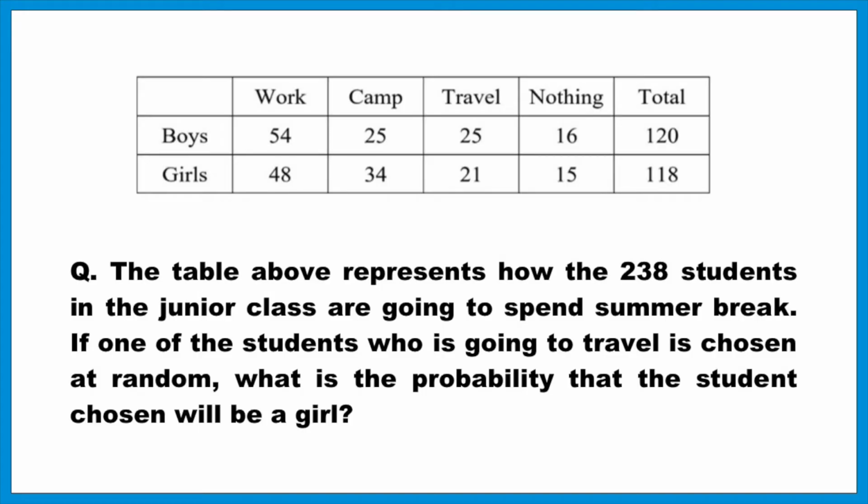They are asking for the probability out of those who travel. That means they are not picking from all 238 people. We are only picking from the column of those who travel. So the total number is not 238. The total number would be 46 from just that column. So the probability of picking a girl from those who travel would be 21 out of 46.